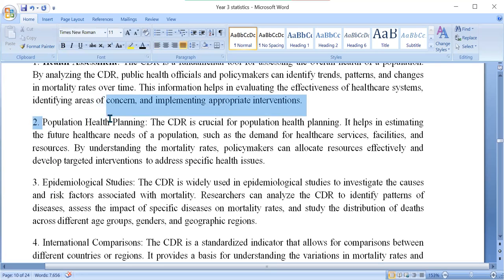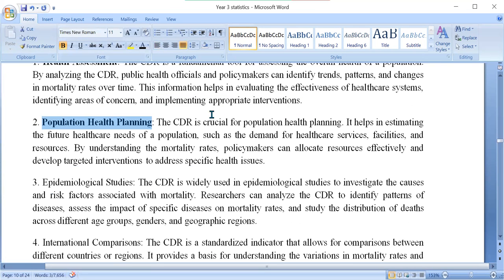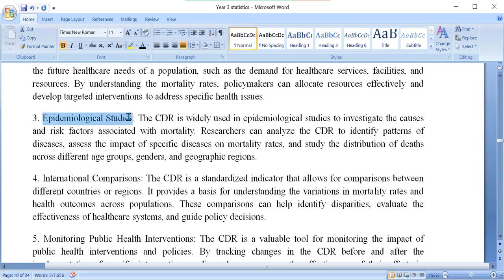Then population health planning. It helps in planning. It helps to estimate the future healthcare needs of the population, because the deaths may have resulted from a lack of health services, facilities, and resources. So from there, population health planning can be carried out. Then epidemiological studies. CDR is widely used in epidemiological studies to investigate the causes and risk factors associated with deaths. So researchers can analyze the CDR to identify patterns of disease and assess the impact of specific diseases on mortality rate: which disease is killing more, among which age group and gender.